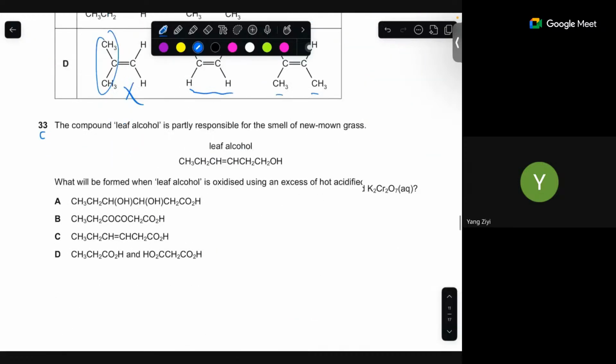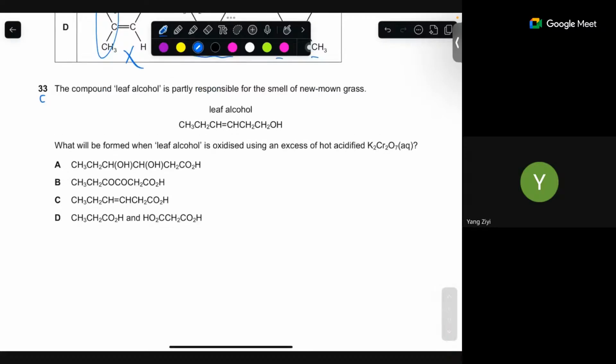Now, 33. The compound leaf alcohol is partly responsible for the smell of new mown grass. What will be formed when this is oxidized using hot acidified? So please remember, hot acidified, the double bond is going to be broken. So C double bond C H H, and then they have CH2 CH2OH. Then I have CH2 CH3.